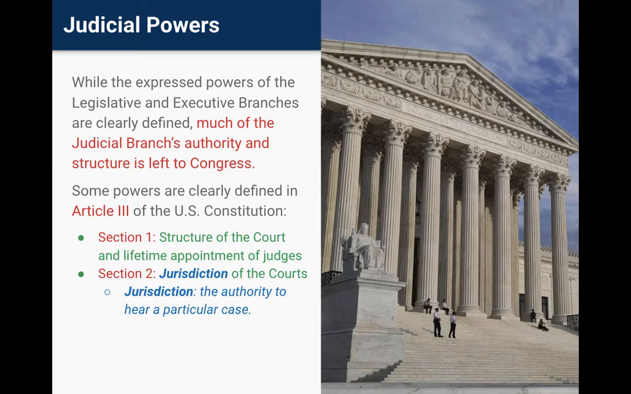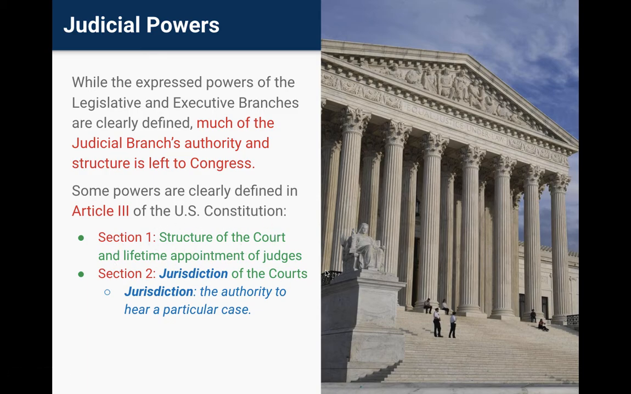Right? And that leads us to judicial powers. Judicial powers really, they don't have that much. There isn't really anything that's spelled out in the U.S. Constitution itself as to what the judicial branch can do. It's very much left up to Congress to kind of flesh out some of those ideas and what they do. So Article 3, Section 1 kind of lays out the structure of the court.